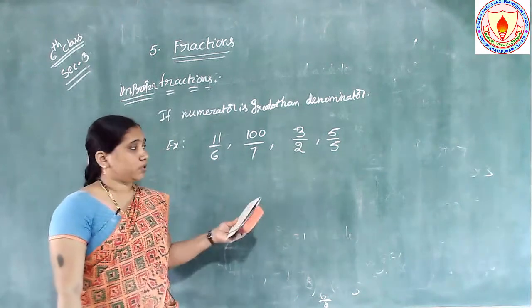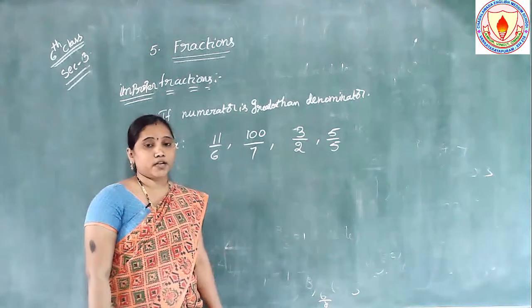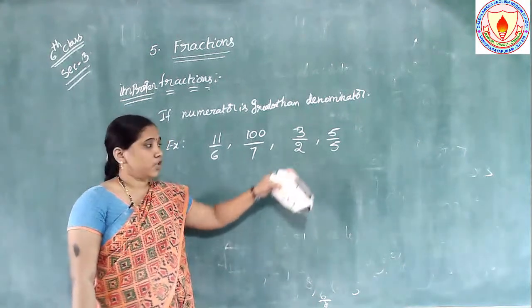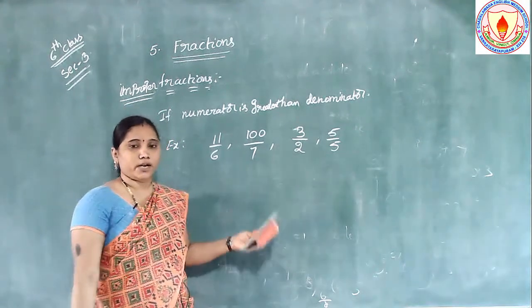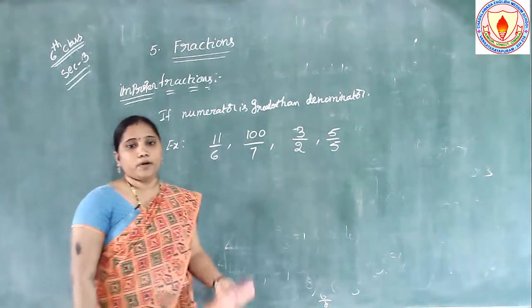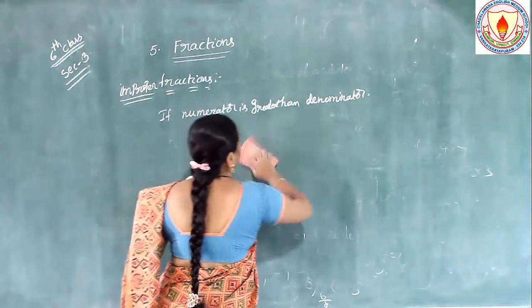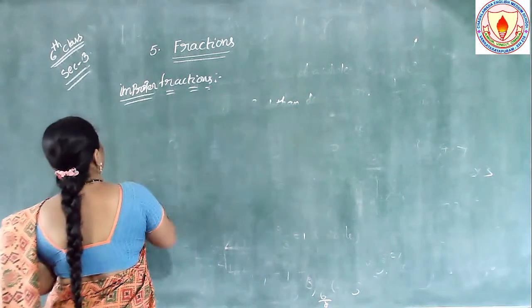Here the numerator is not bigger, the denominator is not bigger, both are the same. Here also, this type of fraction is called an improper fraction. So 5 by 5, the value is 1. 1 is a whole number. So this type of fraction is also called an improper fraction. The next one is mixed fractions. What are mixed fractions?